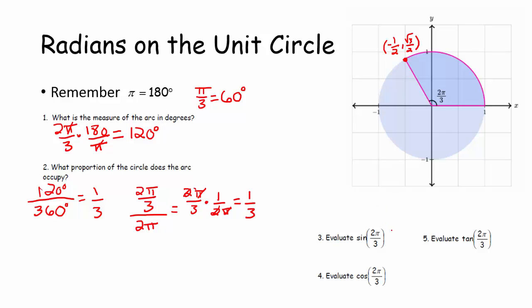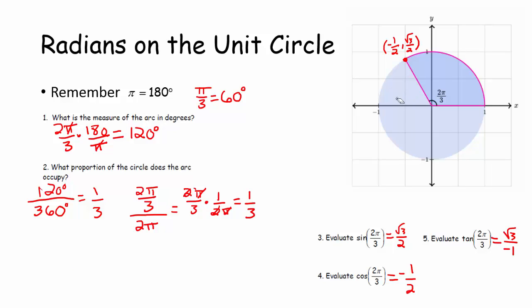So then we would know that the sine of 2 pi over 3 would be root 3 over 2, and the cosine of 2 pi over 3 would be negative 1/2, because the cosine is the x value of the point on the unit circle, the sine of the angle is the y value of the point on the unit circle, and for the tangent of 2 pi over 3, that's just going to be the y value over the x value, so root 3 over negative 1, or negative root 3.